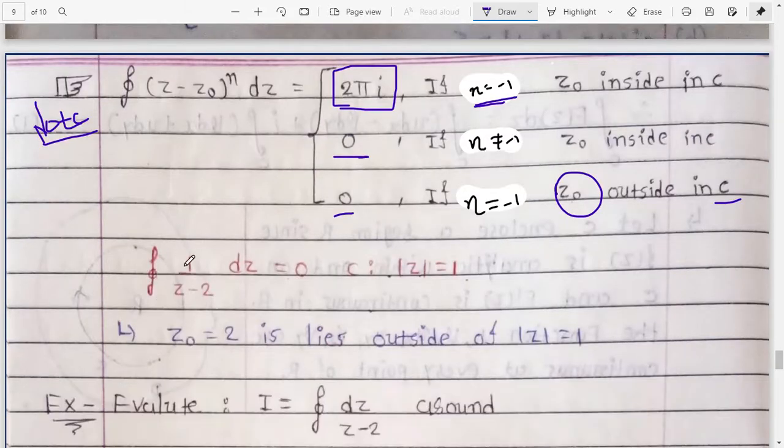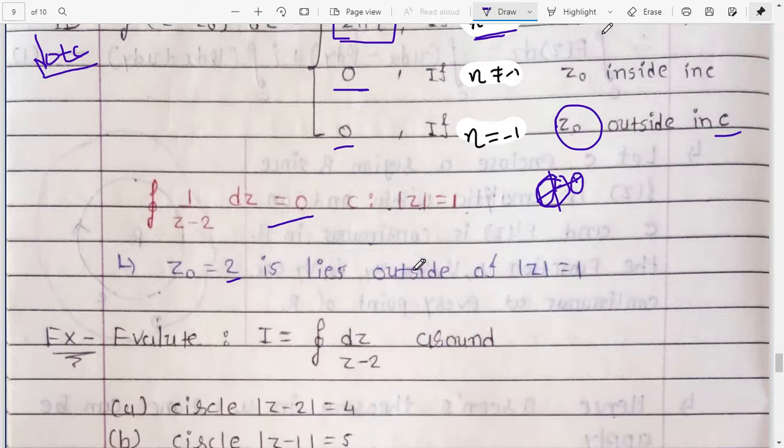Integration over closed curve of 1 upon z minus 2 dz is equal to 0. Here the circle is mod z is equal to 1. So this is center at 0, 0 and radius 1. So z0 is equal to 2. So 2 is outside the circle. So the integration is equal to 0.